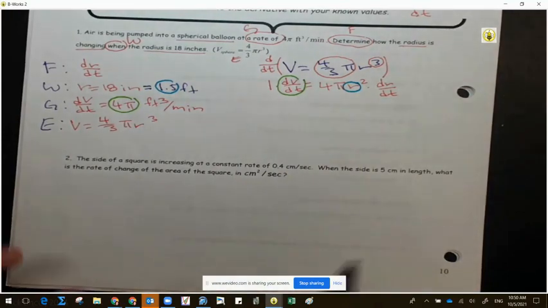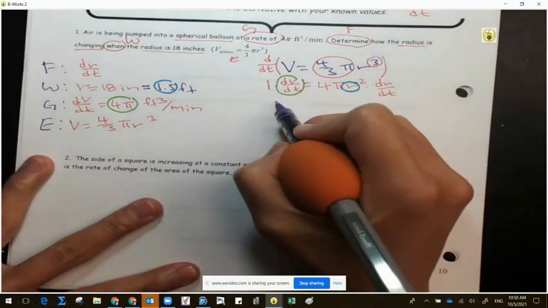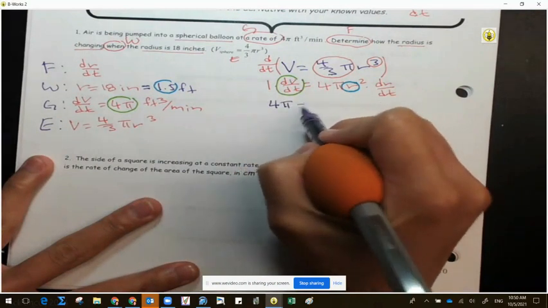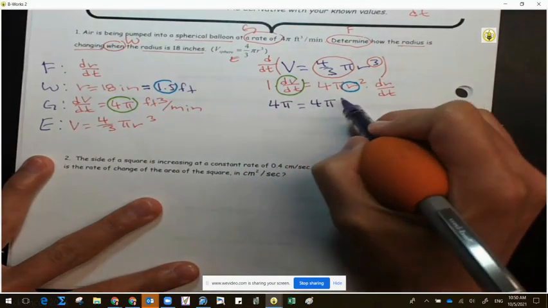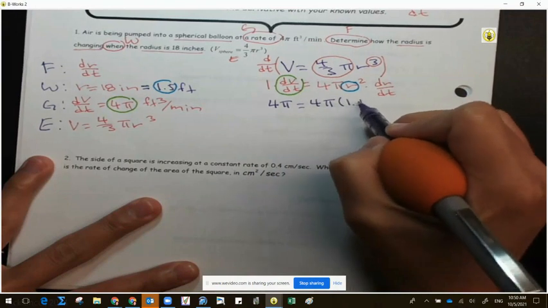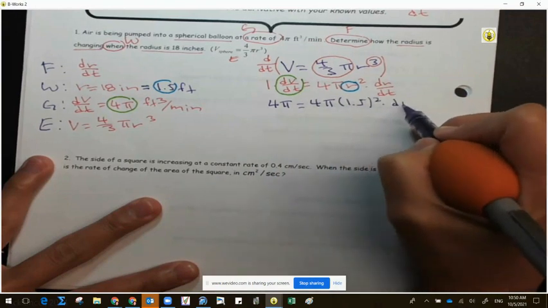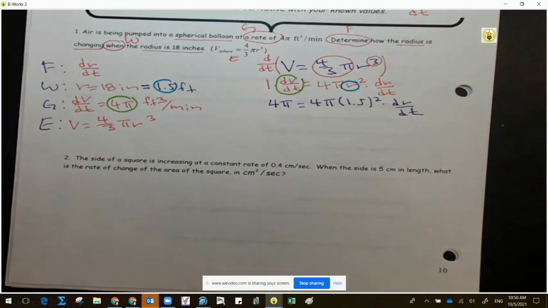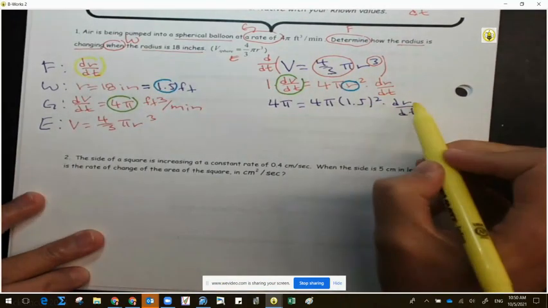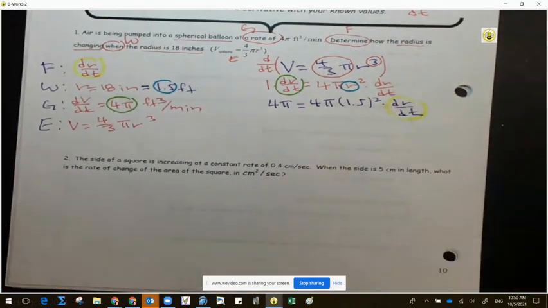And let's plug everybody in that I know. The 1 is understood, so I'm just going to write out 4 pi is equal to 4 pi. The radius is 1.5 squared times dr over dt. Now the only variable remaining must be what we are looking for. It says to find dr over dt. Is that by itself already? That's always good, the fact that that is in terms of its own variable, not a number.